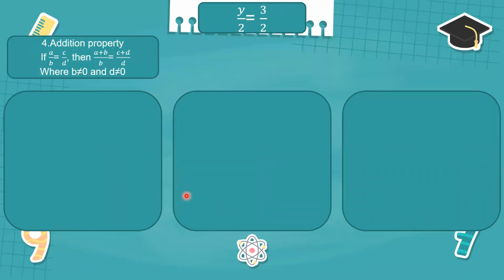Okay, for the next property, we have the addition property. So if A over B is equal to C over D, then A plus B over B is equal to C plus D over D. So nag-add lang tayo, in-add lang natin yung numerator sa ating denominator. So kapag nag-add tayo dito ng denominator, i-add din natin yung denominator natin dito.